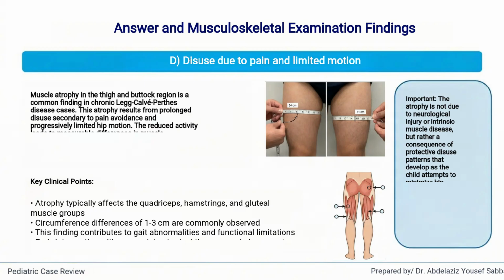An important clinical point: the atrophy is not due to neurological injury or intrinsic muscle disease, but rather a consequence of protective disuse patterns that develop as the child attempts to minimize hip discomfort. Early intervention with appropriate physical therapy can help prevent irreversible muscle loss.